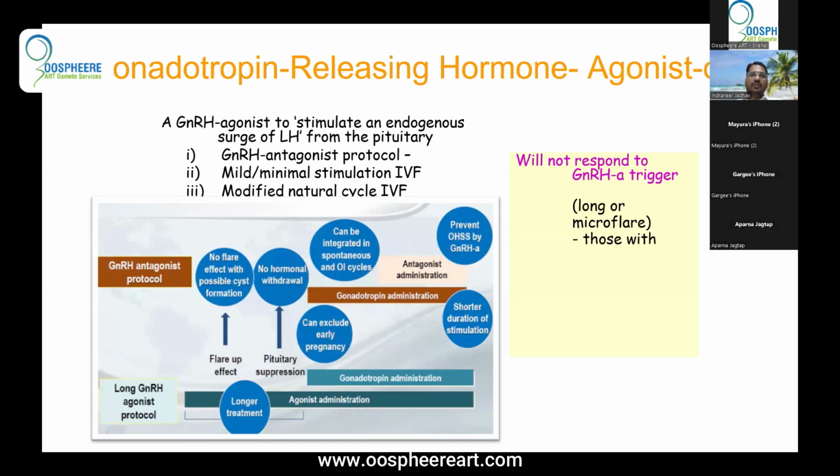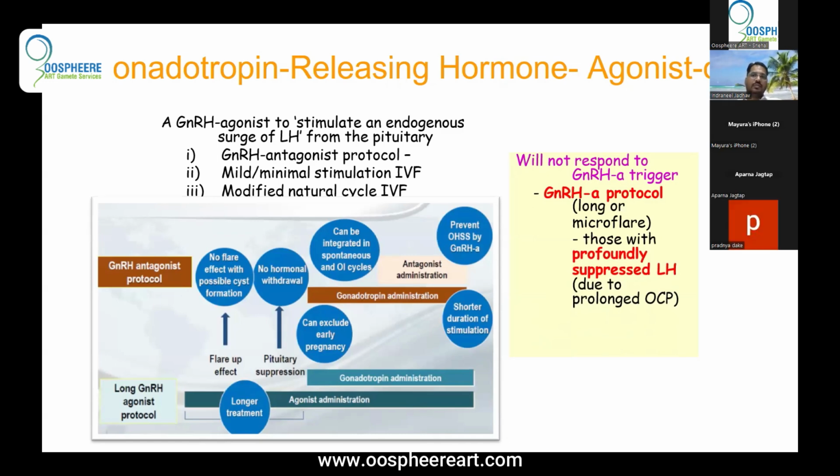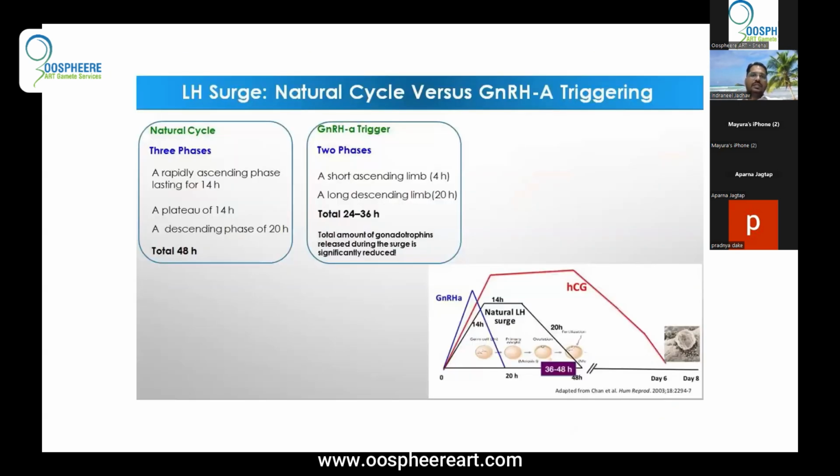But we should know when a GnRH agonist trigger will not respond: first is the GnRH agonist protocol or profoundly suppressed LH, in which the patient is kept on OC pills, or there is hypothalamic dysfunction. Here you can see the LH surge in a natural cycle versus GnRH agonist triggering. For the natural cycle there is a long ascending limb, plateau and again a long descending limb. But for a GnRH agonist trigger, it is a short ascending limb and a long descending limb.